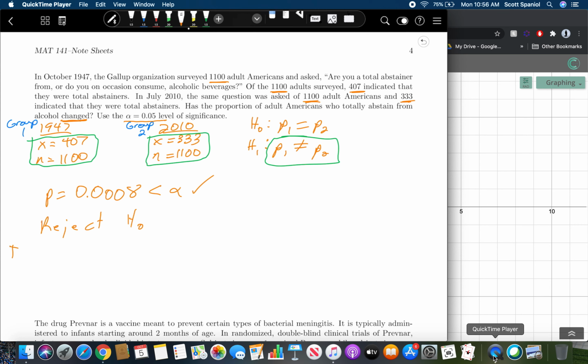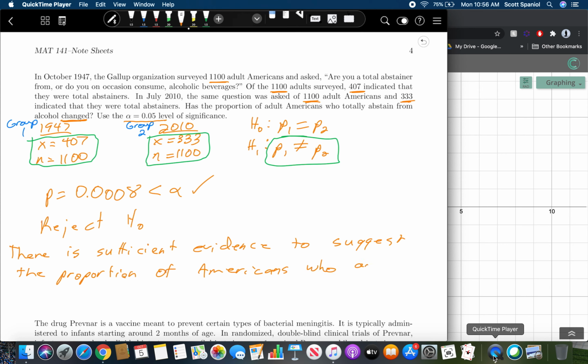So there is sufficient evidence to suggest the proportion of Americans who are total abstainers has changed since 1947.